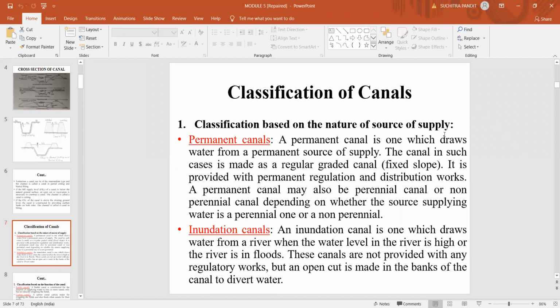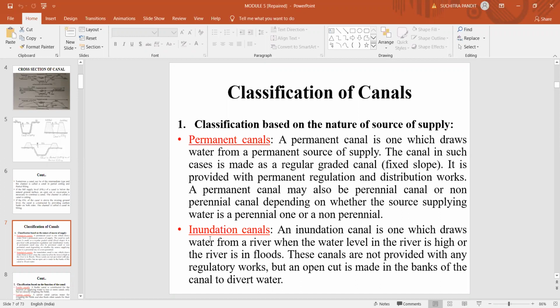Based on the nature of source of supply, it can be a permanent canal. A permanent canal is one which draws water from a permanent source of supply. The canal in such cases is made as a regular graded canal, which has a fixed flow because you have a permanent source of water supply. It is provided with permanent regulation and distribution work. A permanent canal may also be a perennial canal or a non-perennial canal, depending on whether the source of supply of water is perennial or non-perennial. So the first classification based on source of supply is the permanent canal.